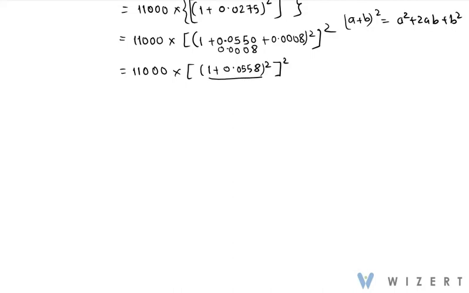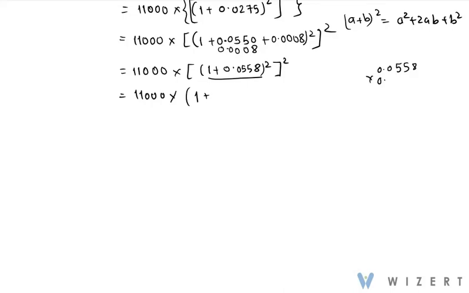We will solve this bracket again with the same identity, that is (a + b)² = a² + 2ab + b². So next we find 11,000 multiplied by 1 square is 1 plus, let's find 0.0558 square.